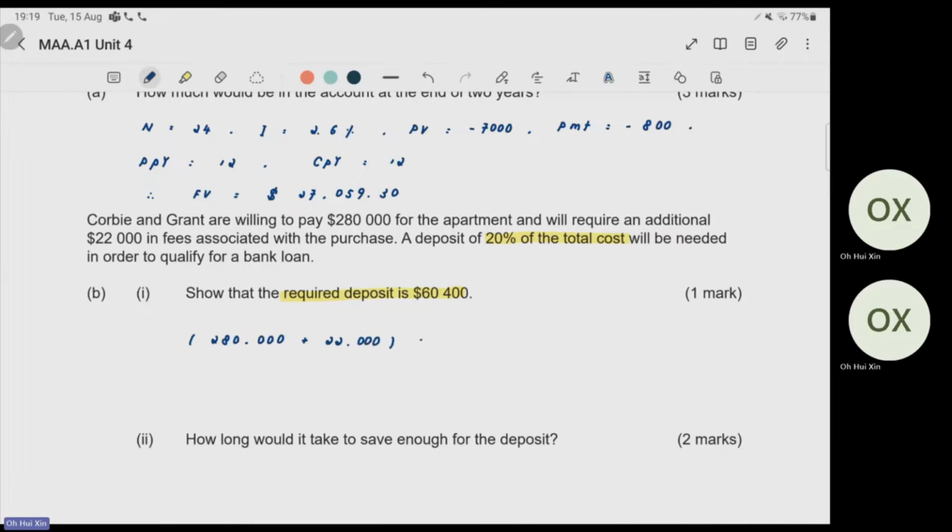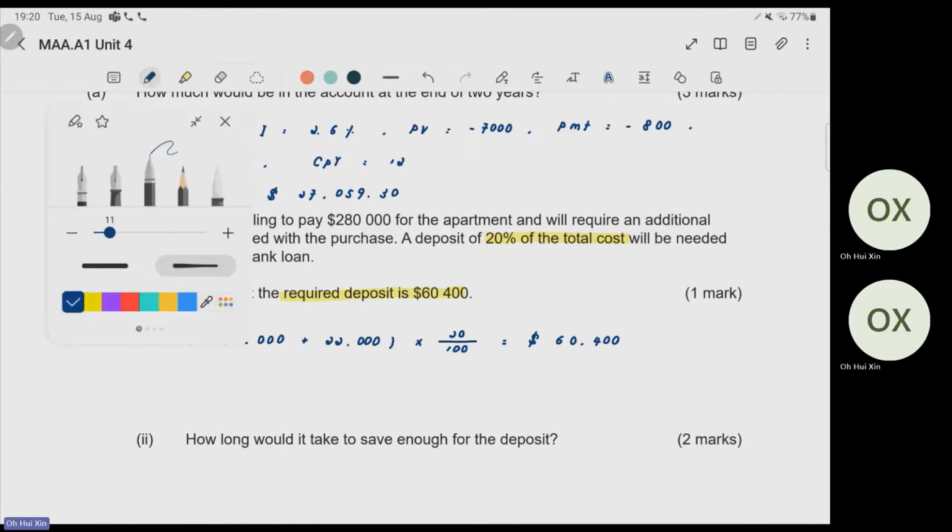Okay, and you go ahead and calculate the 20%, then you should be able to get 60,400. Okay, so that's how you show. So the working part itself will give you 1 mark because the question already gives you 60,400.